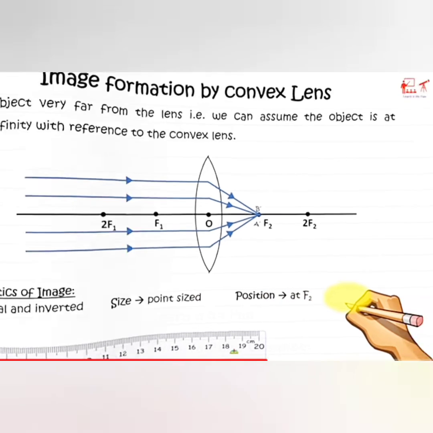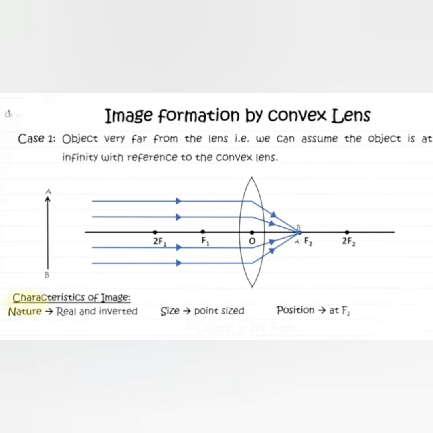Then what are the characteristics of the image in case 1? Nature: real and inverted. Size: point sized, and position at F2. As the image is formed on the other side of the lens, it is real and inverted, and size is point sized and position is at F2.